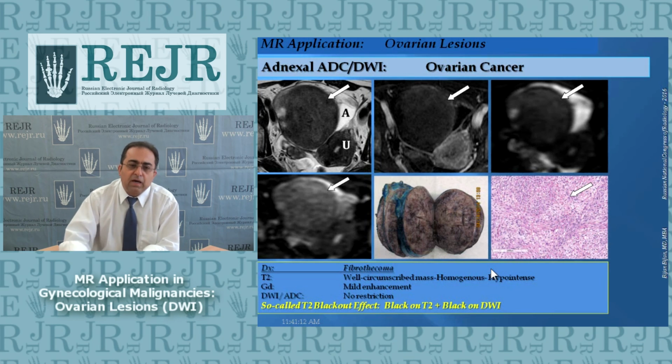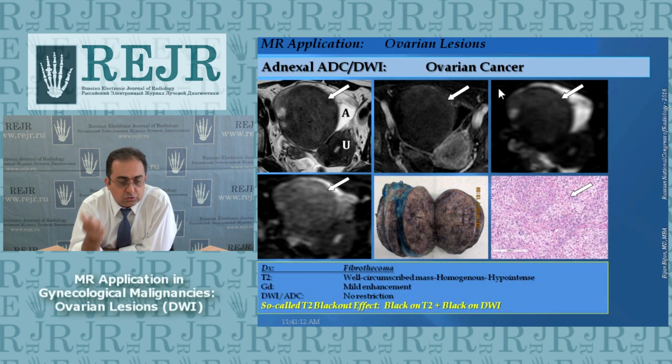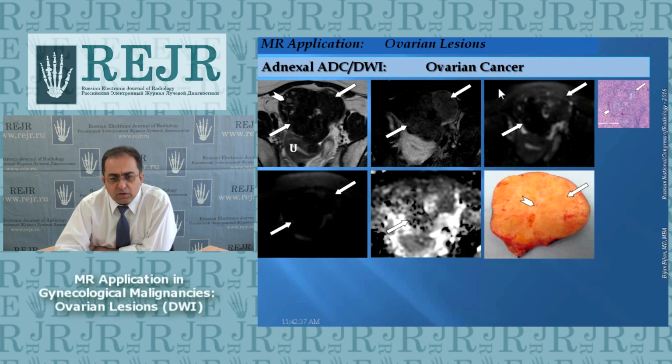This is the T2 blackout. On T2 it is black, and on DWI it is black. Therefore, by looking at it, you know this is probably a benign tumor. This case has ascites. I don't know if this case has right-sided pleural effusion or not, because if the case has a right-sided pleural effusion, then probably you are looking at the Meigs syndrome.